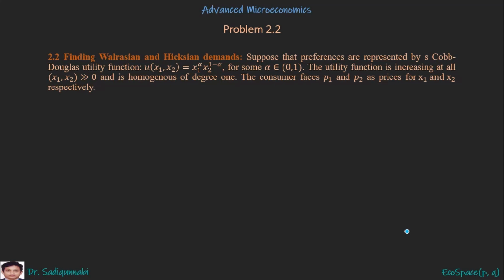It says, suppose that preferences are represented by a Cobb-Douglas utility function again. U(x1, x2) equals x1 to the power alpha times x2 to the power 1 minus alpha. The utility function is increasing at all x1 and x2 strictly positive and homogeneous of degree 1. The consumer faces P1 and P2 as prices for x1 and x2.